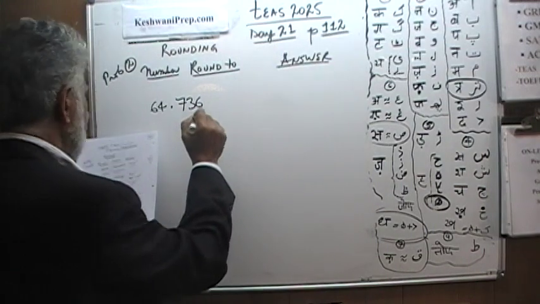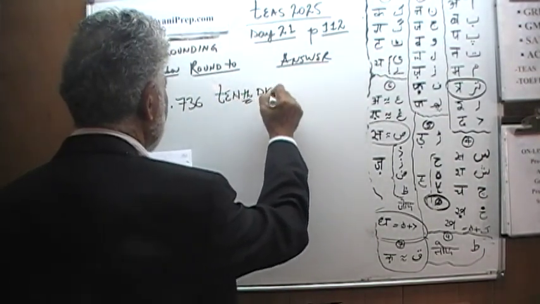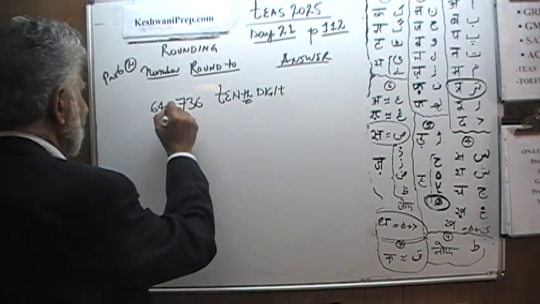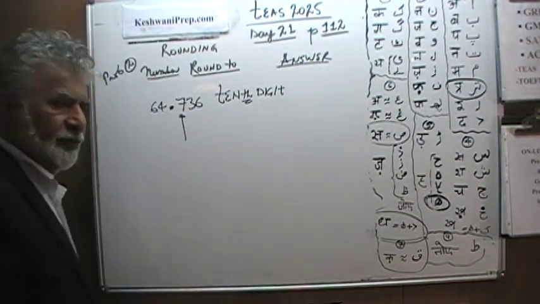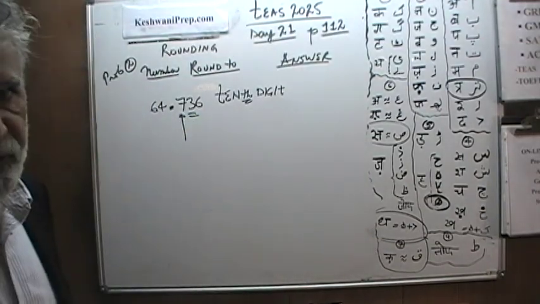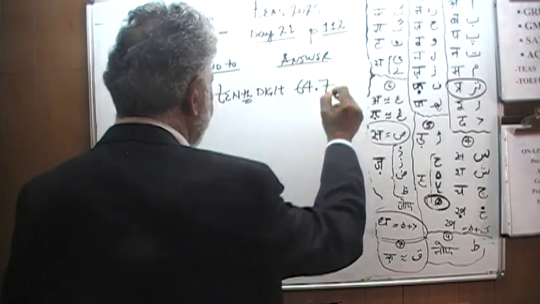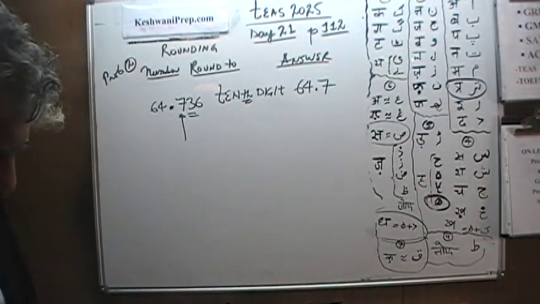64.736 rounded to the nearest tenth. The tenth digit right now is 7. To the right of it we only have a 3. 3 is less than 5, so it becomes 64.7. Let's do the next one.